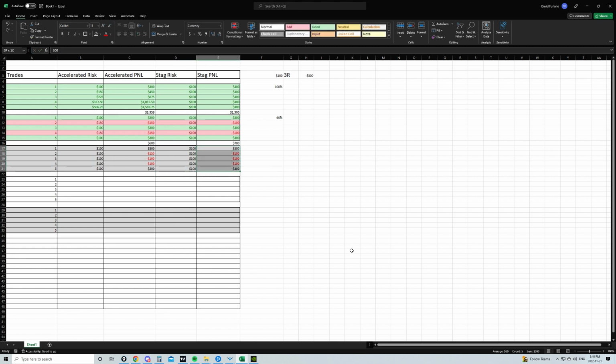Okay, let's get these totals here. So we total this, sum, total this, sum. Here we go. Accelerated risk profile, $250 on the day. Stagnant risk profile, $300 on the day.